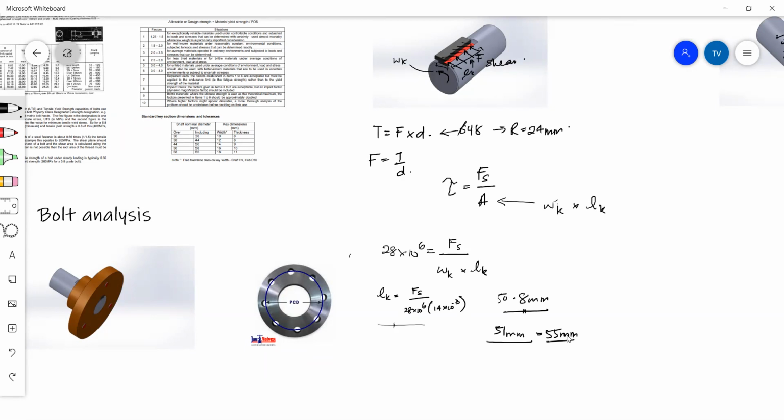You could even go up to 60, but bear in mind the factor of safety, okay? The longer you make your length of key, the longer you have to make your hub, and the bigger you make your hub, the more expensive it'll be. So 55 is about right. Okay, so that's the key analysis.